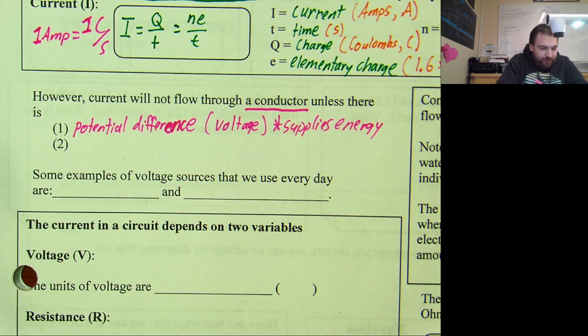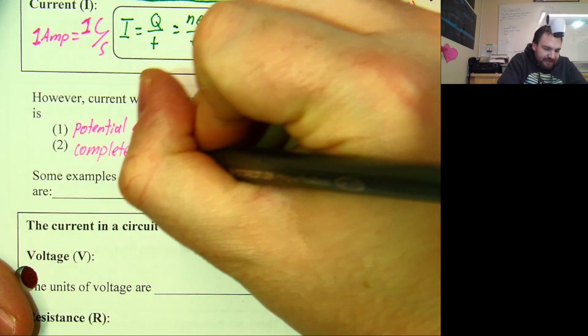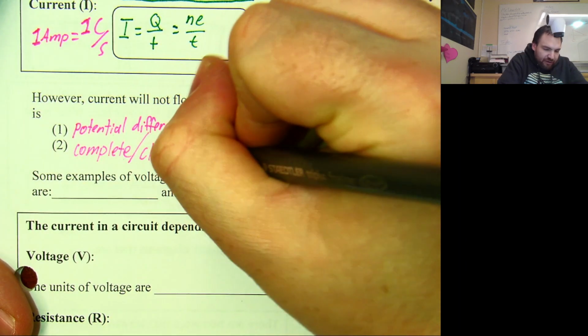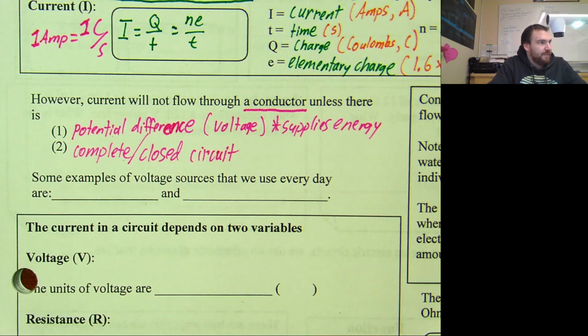And 2, the other thing you need is a place for these things to flow. So we need a complete, or the language we use for complete is a closed circuit. You can give as much energy as you want, but unless these things have a place to go and a way to get there, nothing's going to flow. That happens in tasers because the taser has two things that affect the people. So if you miss one, the circuit is not complete, and the things don't work.